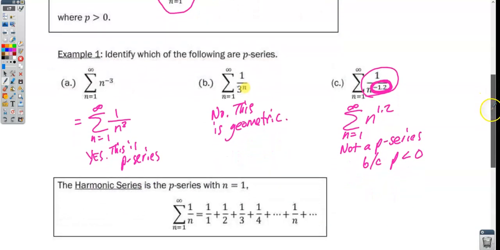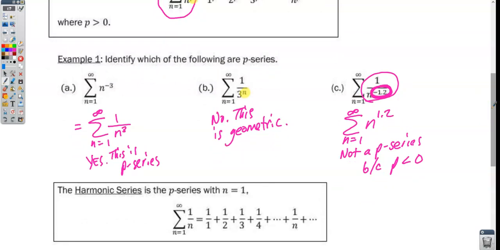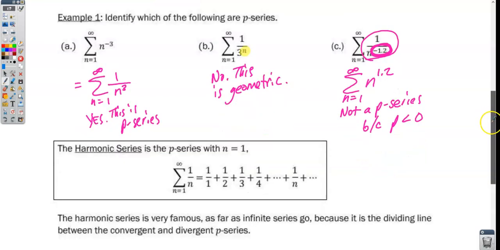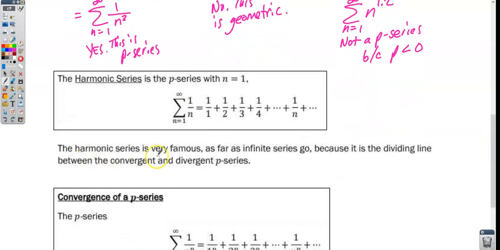Okay, so that's how we can recognize series that are P-series and series that are not P-series. The next thing we talk about here in the box, the harmonic series, the most famous P-series and probably the most famous of all the infinite series that we talk about. The sum from 1 to infinity of 1 over n, and that's of course what the terms look like. It's strange to talk about a series as famous, but as far as infinite series go, this is the most famous, and I like to think that it is the most famous because it is the dividing line between the convergent and the divergent P-series. Every P-series where p is bigger than the p-value in the harmonic series converges, and every P-series where p is smaller than the p-value in the harmonic series diverges.